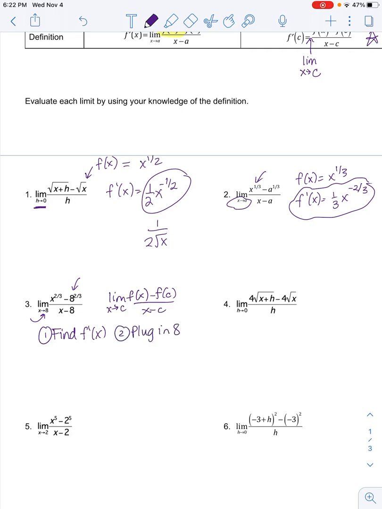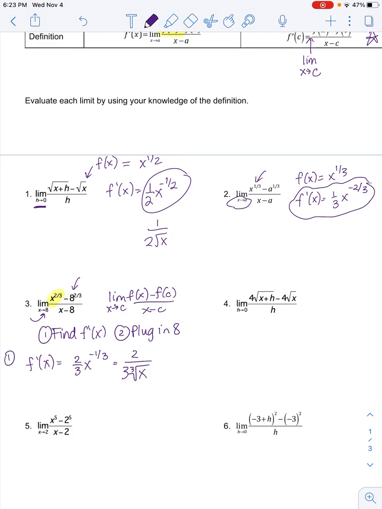So in this format of the definition, my function appears first. So the first thing I'm going to do is establish that f prime of x is 2/3 x to the negative 1/3, which is 2 over 3 cube root of x. And then my second step is to plug in 8 to that. So I write f prime of 8, and take the cube root. So I get 2 over 3 times 2, which is 1/3.